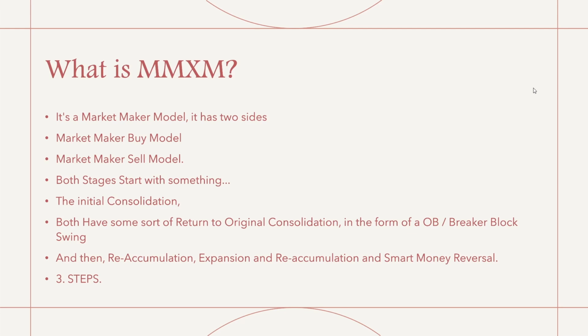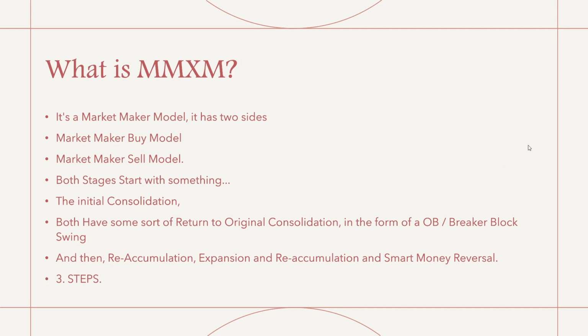So what is MMXM? It's a market maker model. It has two sides, buy model and sell model. Both sides start with an initial consolidation, right? And both of them have a return to original consolidation in the form of an order block swing, breaker block swing, and even mitigation block swing in some cases as well. And then we have reaccumulation, expansion, reaccumulation, and smart money reversal, okay?